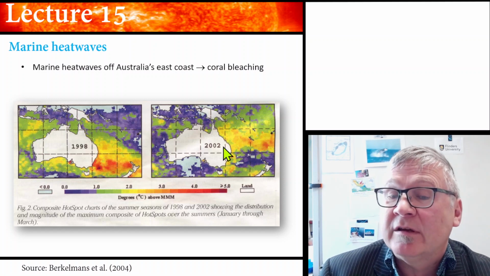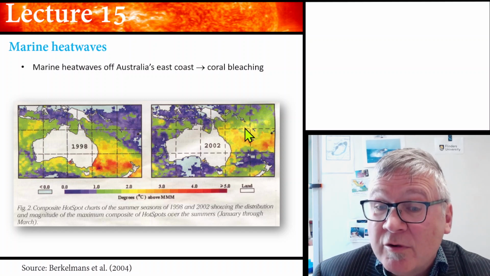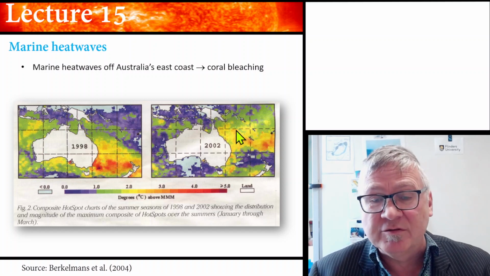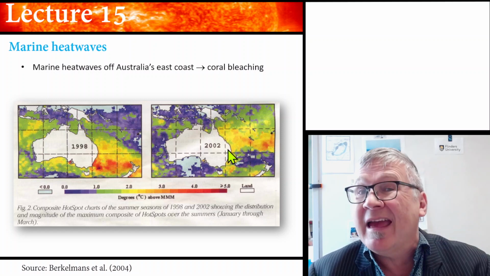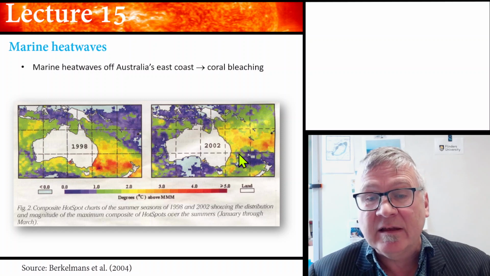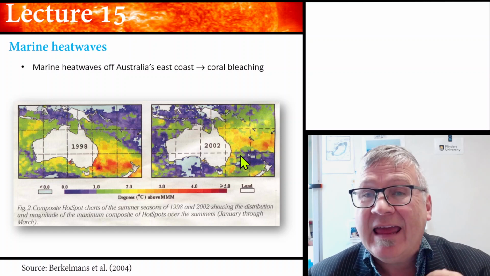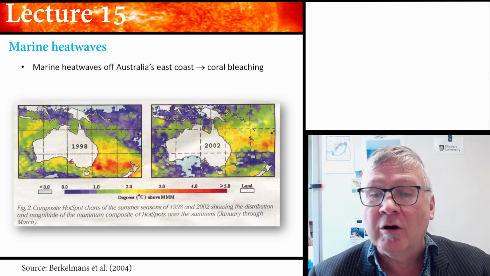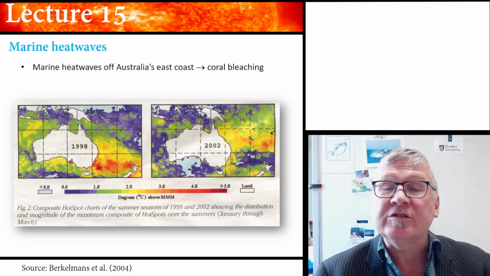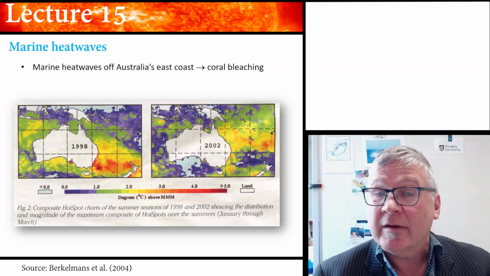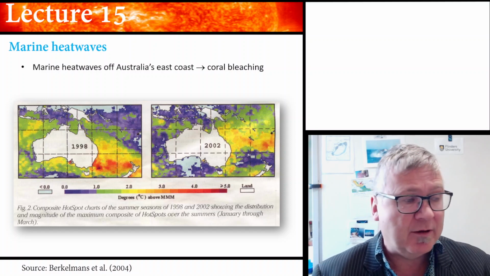In contrast, in 2002 you see one example where you also have a marine heat wave, but not so pronounced, and more located over the Great Barrier Reef in this area. This heat wave is more triggered by air-sea heat flux anomalies over a longer time. So these are examples of marine heat waves, and they work differently to atmospheric heat waves.